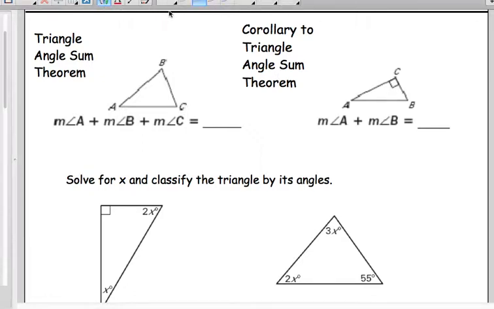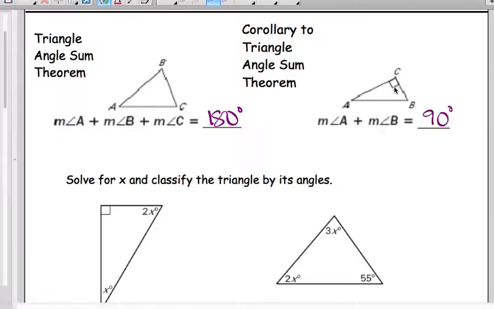About a couple triangle angle theorems. Triangle angle sum theorem says that all three angles of a triangle add to 180. We're going to use that in a minute for a problem. And there is a corollary to that we didn't talk about in the previous video that says if you have a right triangle, then the two acute angles of that right triangle will always add to 90 degrees. It's kind of just a shortcut.